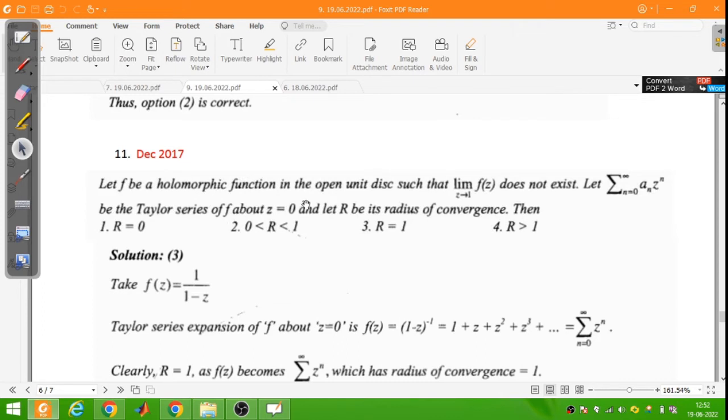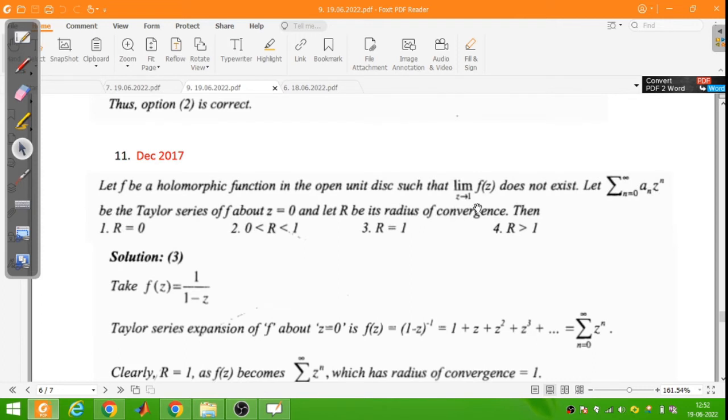f is a holomorphic function. Already we know what is holomorphic. In an open unit disk such that limit z tends to 1, f of z does not exist.